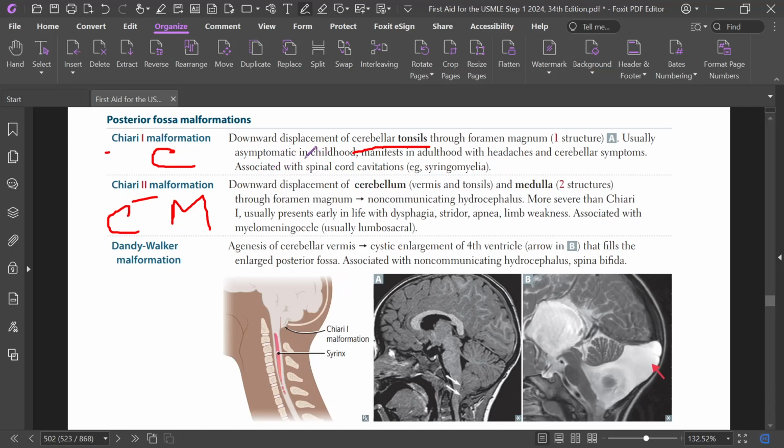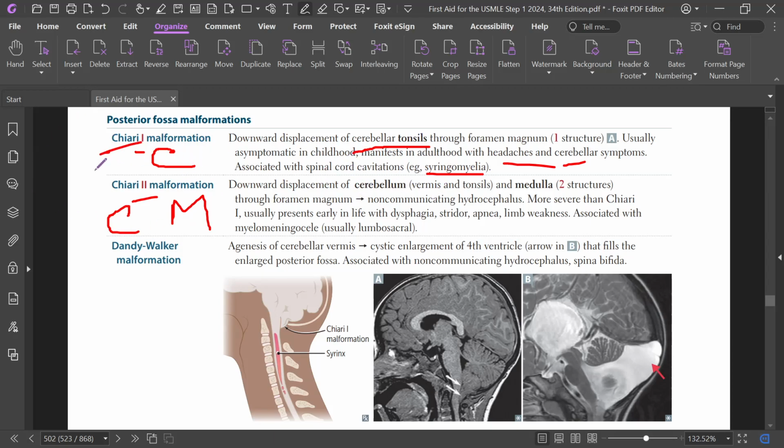Chiari 1 malformation may be asymptomatic, manifesting in adulthood with headache and some cerebellar symptoms. If we do cerebellar tests like finger nose testing, dysdiadochokinesia, pendular jerk, and heel-shin test, and if we look at the gait, you will get the features of cerebellar symptoms. It is associated with syringomyelia, spinal cord cavitation.